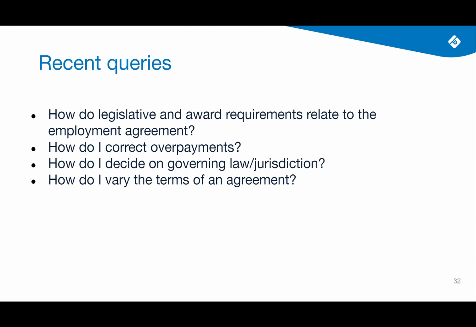So there are very few cases where an employment agreement may override legislation and award requirements, and these are very risky to engineer. These are called set-off clauses. So for instance, you may provide someone with a particular entitlement or higher remuneration, so you then don't have to meet other entitlements as an employer, but these should only be drafted in consultation with a lawyer because these are very risky. How do I correct overpayments?